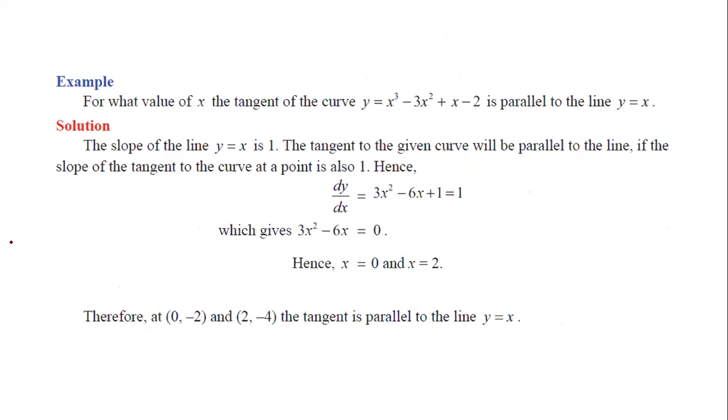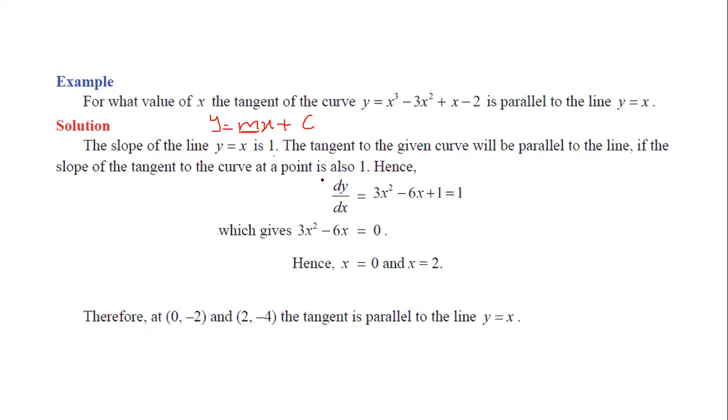Next one is, for what value of x the tangent to the curve y equal to x cube minus 3x square plus x minus 2 is parallel to the line y equal to x. So what is the slope here? The slope of the line y equal to x is 1, because y equal to mx plus c is the equation of a straight line, where slope is m equal to 1. The tangent to the given curve will be parallel to the line if the slope of the tangent to the curve at the point is also 1.